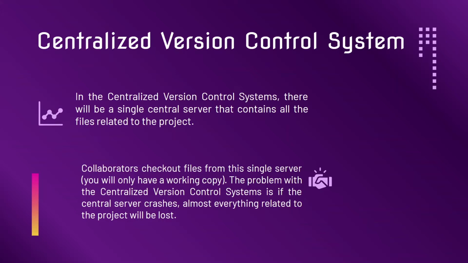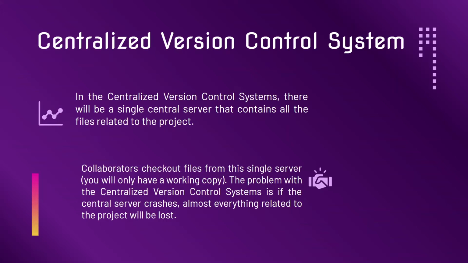So the problem with the central version control system is that if the central server crashes, almost everything related to the project will be lost, because we are not keeping anything in our local repository. Every time we make some changes, we commit everything to the server, not to our local repository. So we don't have any track or copy of our files locally. If the server crashes, you will lose everything present in the project.